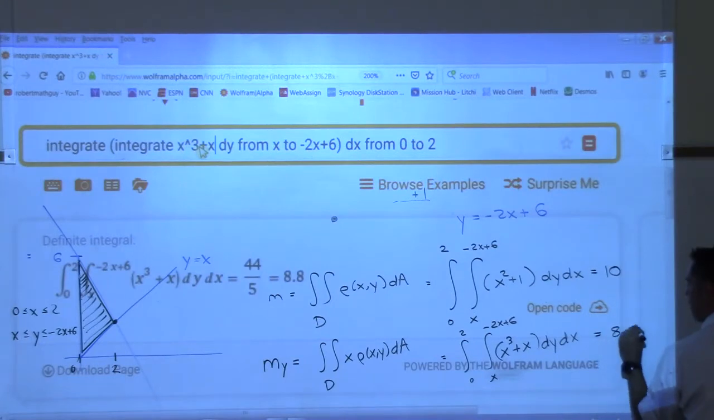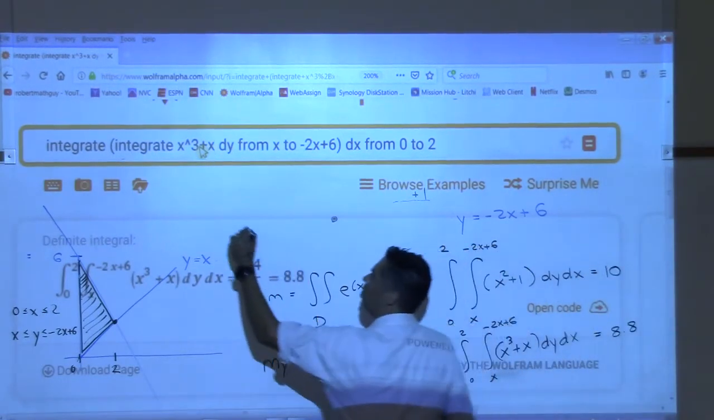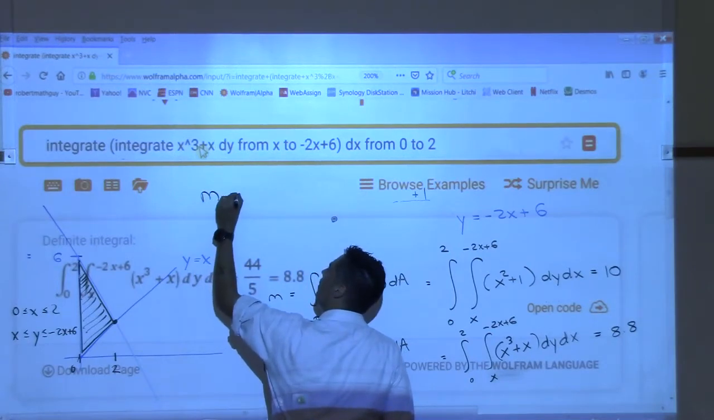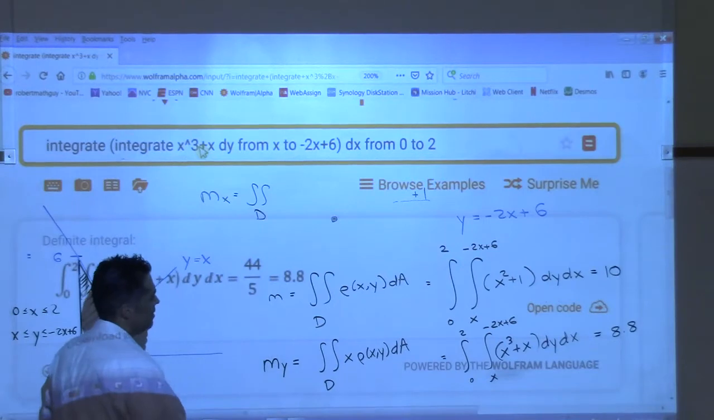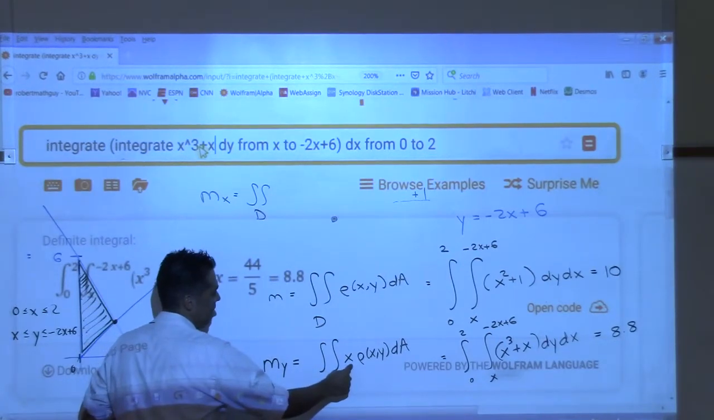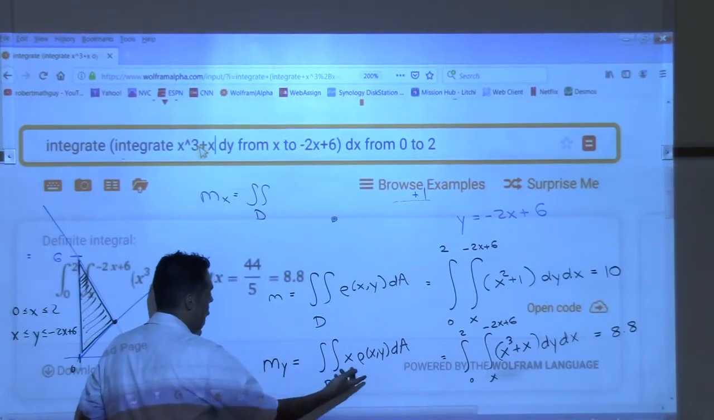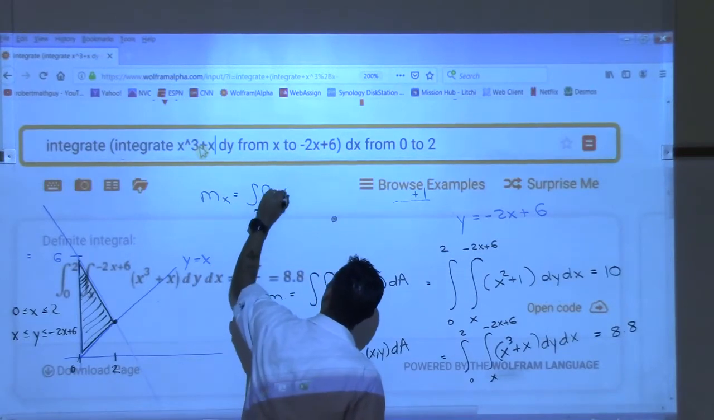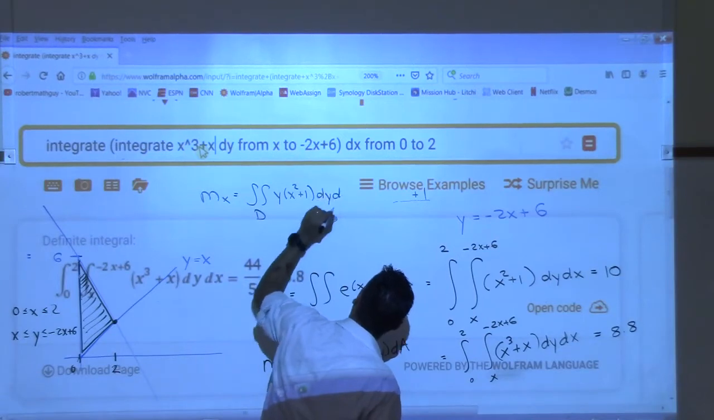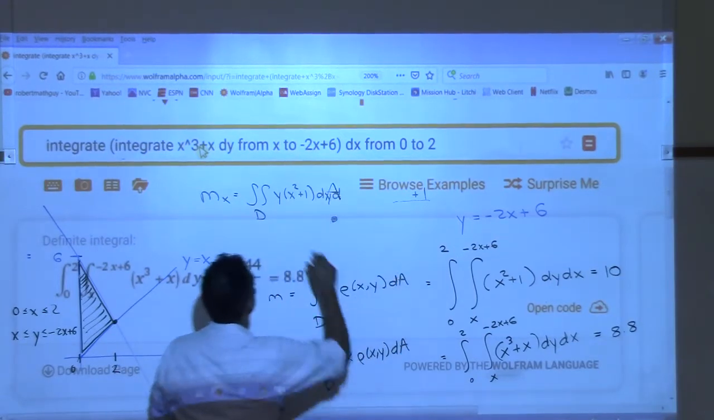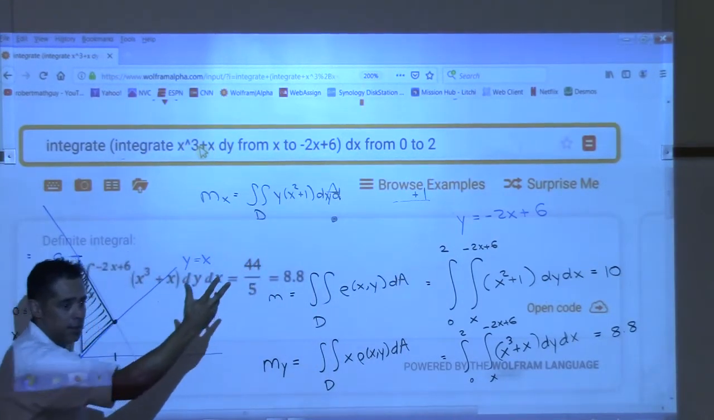Okay? Right with that? Let's go ahead and get the moment about x. What's the moment about x? Well, that's the double integral over D, but instead of putting x here, what am I going to put? y. So y times x squared plus 1 dy dx. Or sorry, dA. Let's go dA. And you put your limits of integration, same thing.